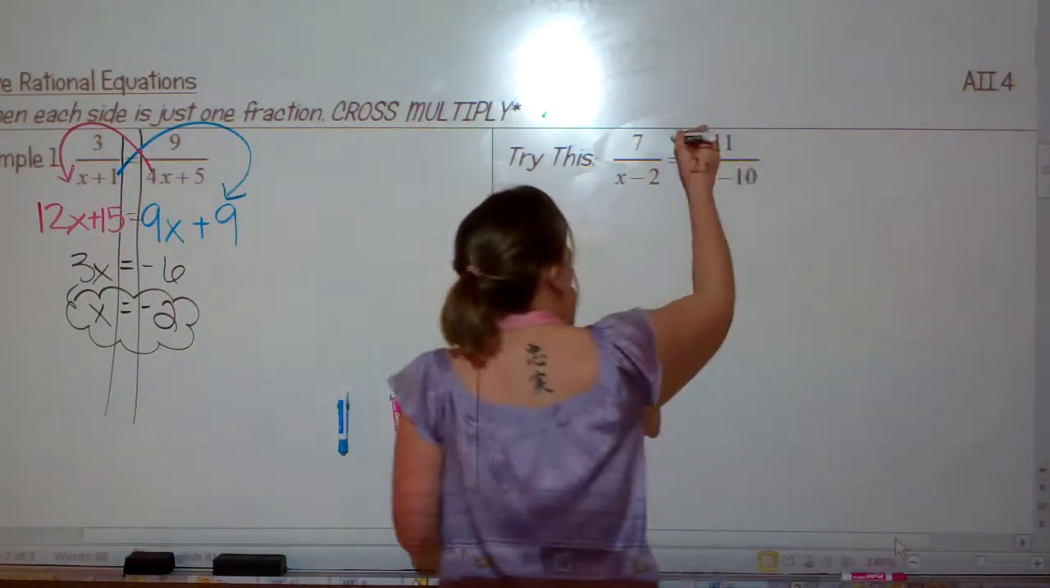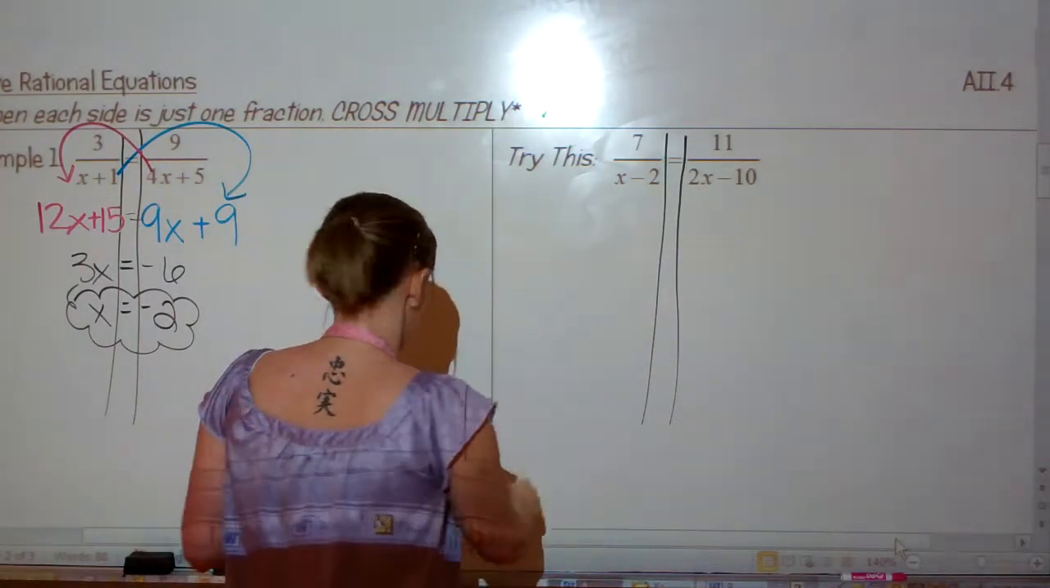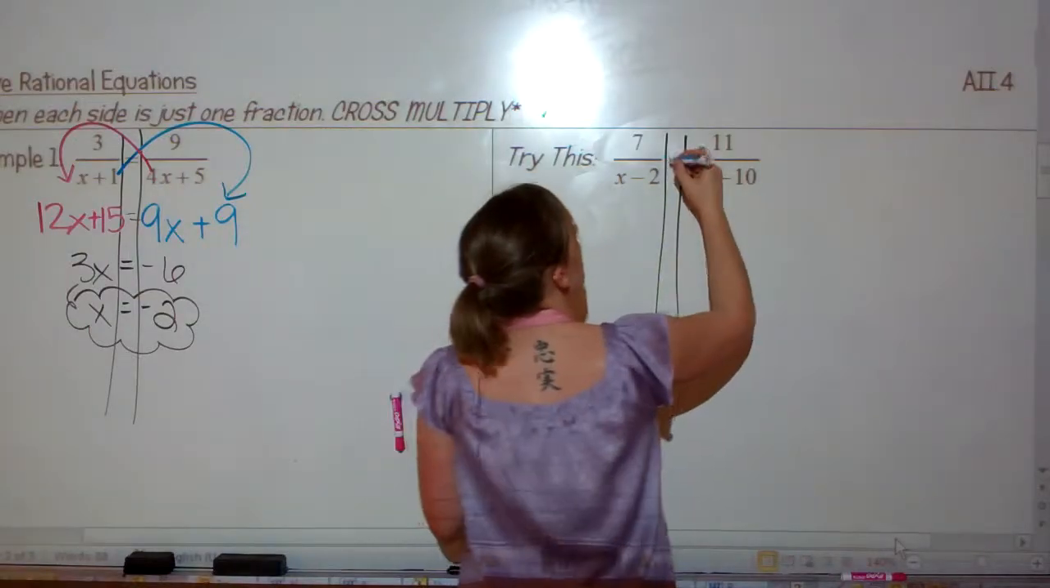So why don't you go through and just cross multiply this one. I think you'll find it pretty easy. So let me work it out.